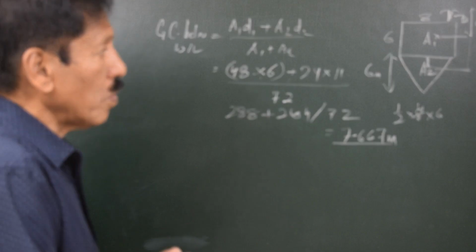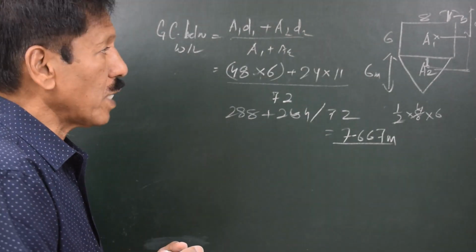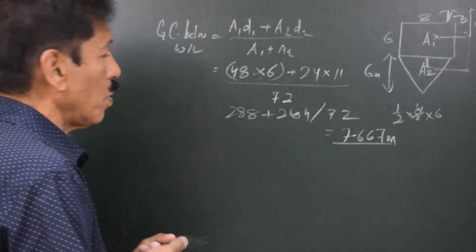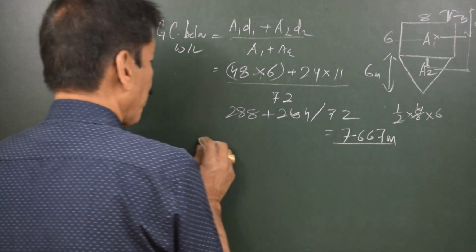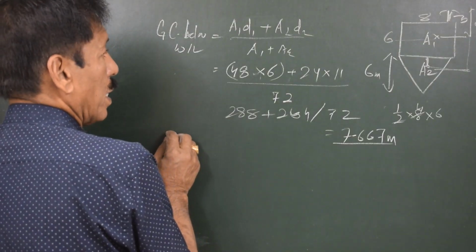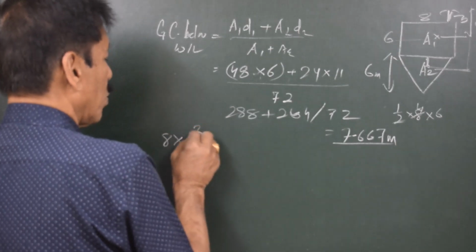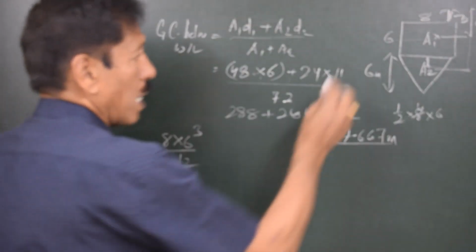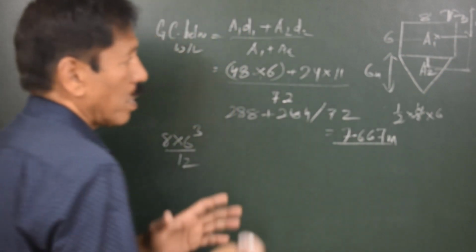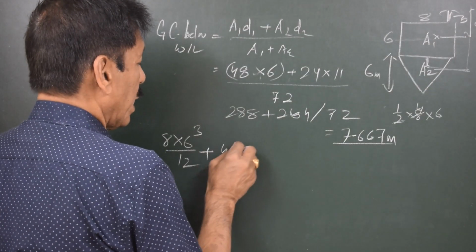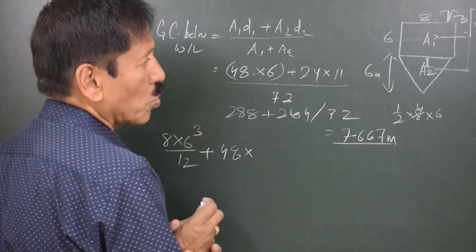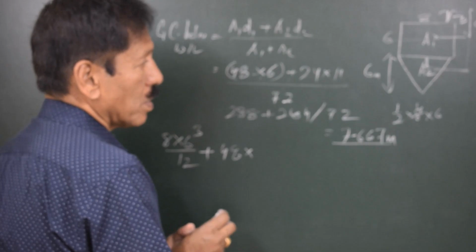Now let us find out the total moment of inertia about the water level. The moment of inertia of the rectangle about its own axis will be 8 into 6 cube upon 12, plus AD square. The area is 48, and D square means 3 plus 3, 6 square.